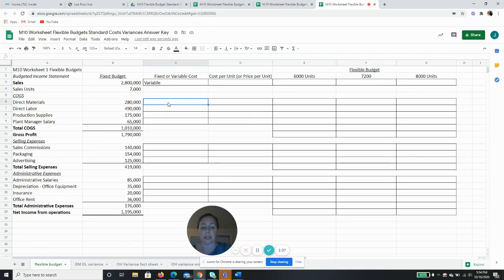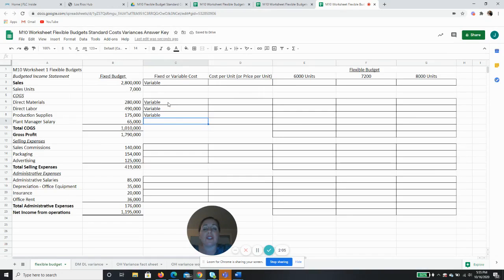All right, our direct materials are variable cost. They change based on how many we produce or how many we sell. Our direct labor is variable. That's going to change. If we sell more, then we'll have more direct labor costs and cost of goods sold. Production supplies, that's going to be our variable overhead. So if we make more, we'll need more supplies. If we don't make as many, then we won't need as many supplies. So it's variable.